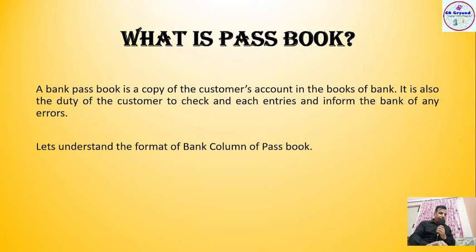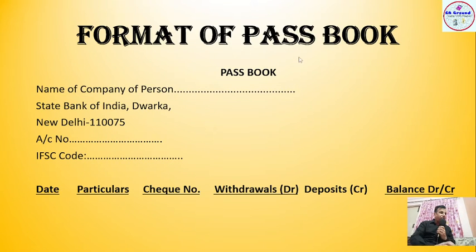Let's understand the format of the bank column passbook. Okay, this is the format of the passbook. In the passbook you will find the statement of accounts of a person or the name of a company. It is mentioned there, State Bank of India, so and so, account number, and IFSC code. But mostly, this is the format of the passbook: date, particulars, check number, withdrawal, deposits, and balance, or debit or credit.